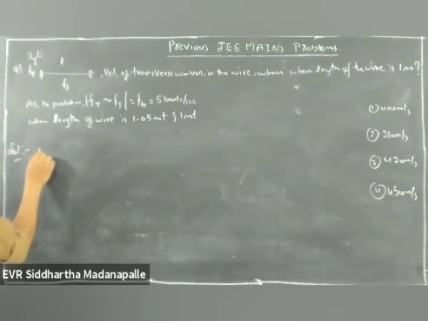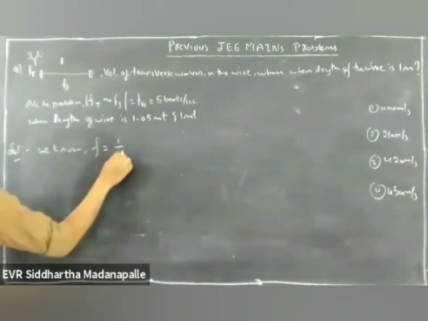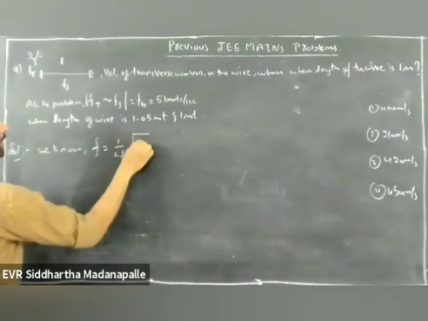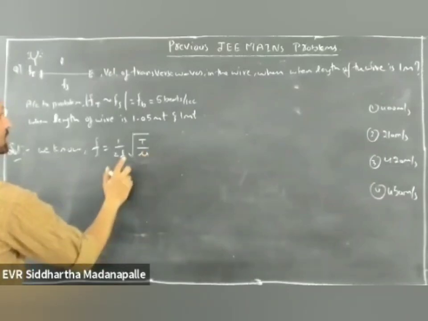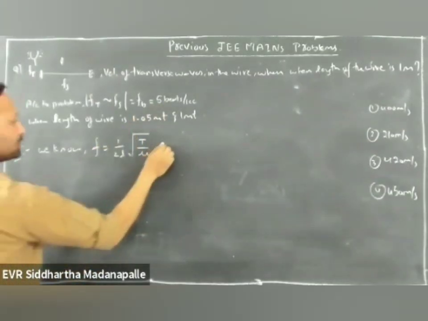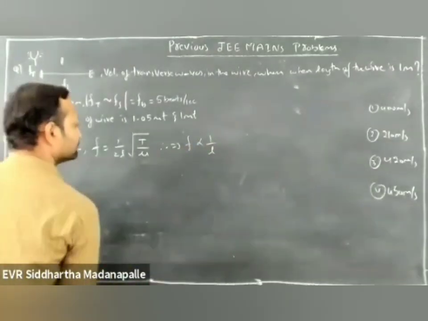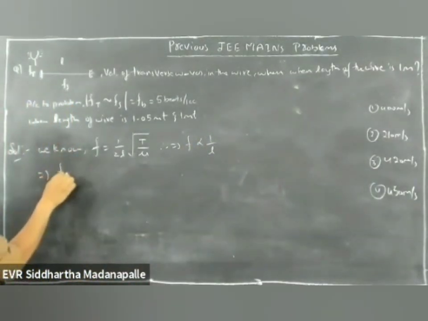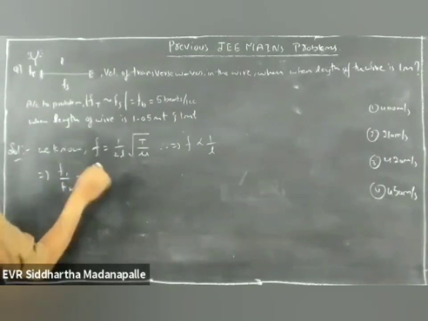Now here we know that f is equal to 1 by 2L root of T by mu. So in this case, the tension and mu are constant, only the length is changing. Therefore f is inversely proportional to the length, so f1 by f2 is equal to L2 by L1.